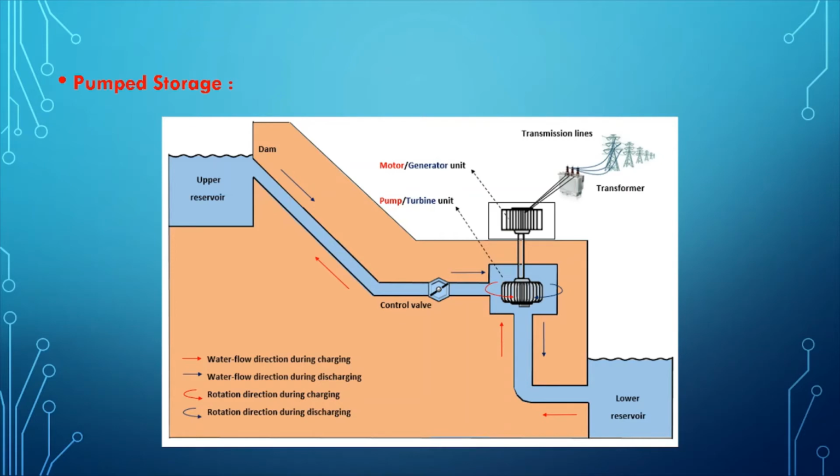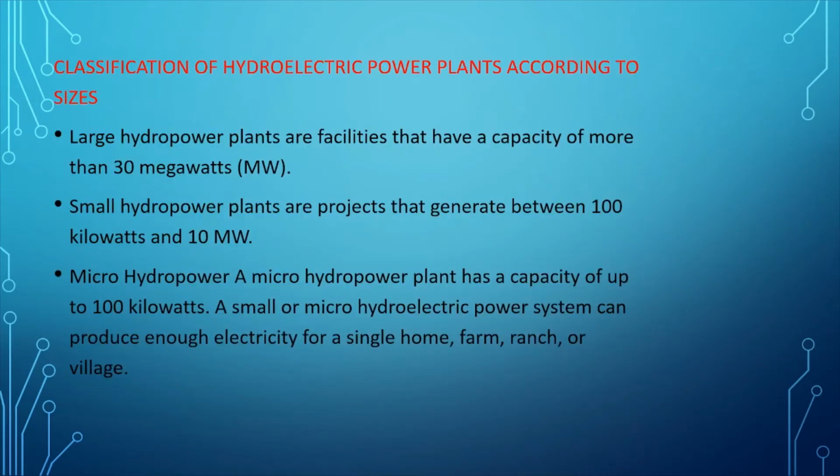These facilities store energy by pumping water from a reservoir at a lower elevation to a reservoir at a higher elevation. When the demand for electricity is low, a pumped storage hydropower facility stores energy by pumping water from the lower reservoir to an upper reservoir. During periods of high electrical demand, the water is released back to the lower reservoir and turns a turbine, generating electricity. For the size classification, there are three sizes.